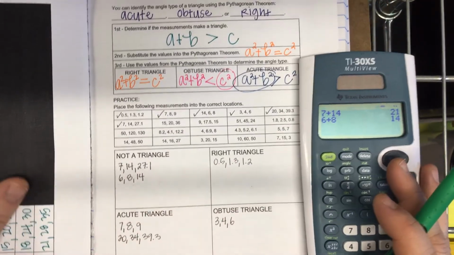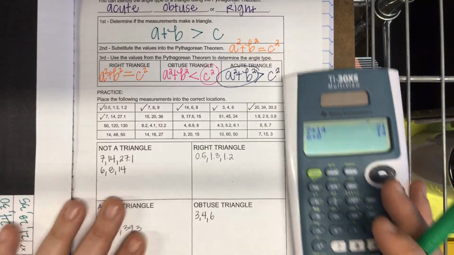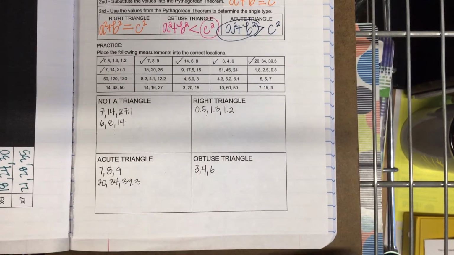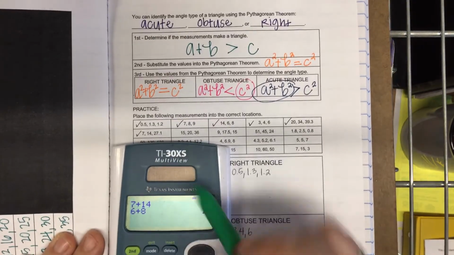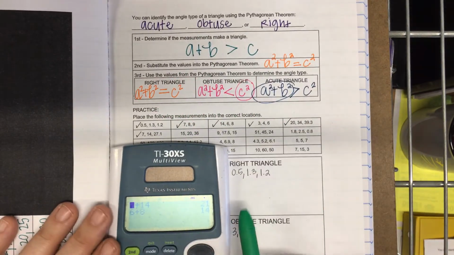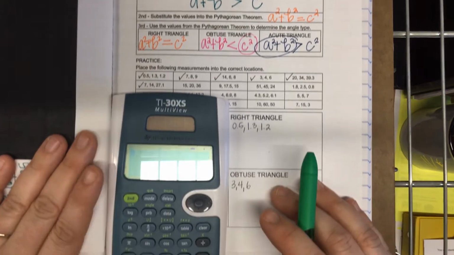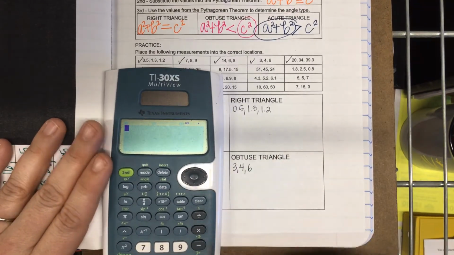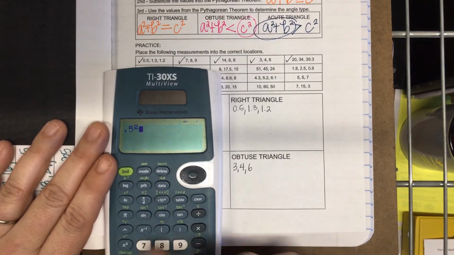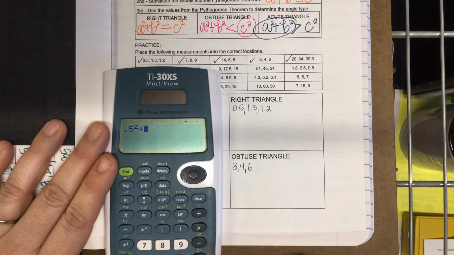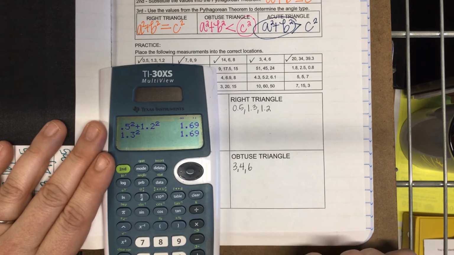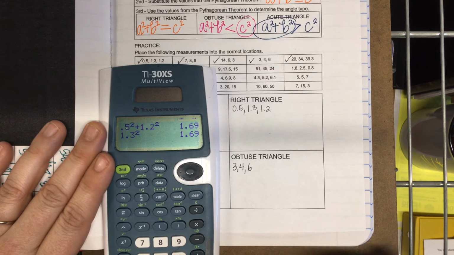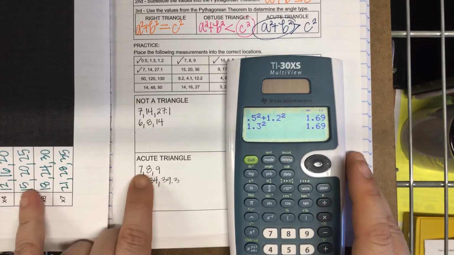Over here, this one was a right triangle. Why is it a right triangle? What do you do to find a right triangle? A squared plus b squared equals c squared. So what's a? 0.5 squared plus, and then I did 1.3 squared, and they're the same. Yes?